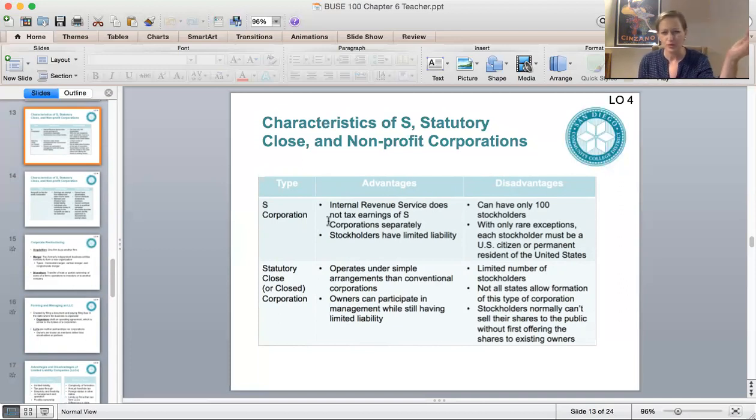Now, one other thing I wanted to say about this is, if I wanted to be an S corporation, the way that the rules work, you actually file for C corporation, and then you will be granted subchapter S corporation status. There are also statutory or nonprofit corporations.